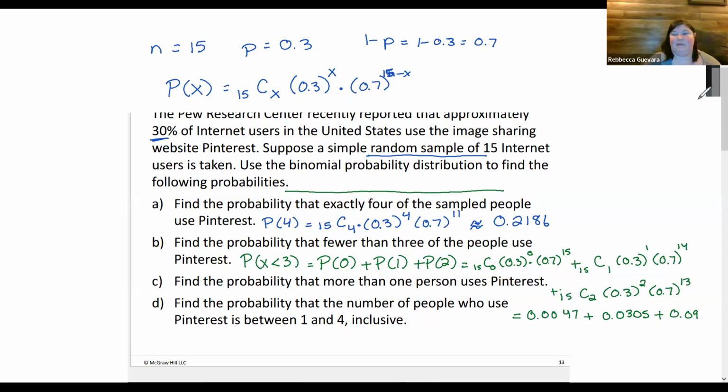I have to move something on my screen here. All right, and then if we put that all together, that's going to be 0.0047 plus 0.0305 plus 0.0916. That is a combined probability. So the probability that fewer than 3 people are using Pinterest is 0.1268.